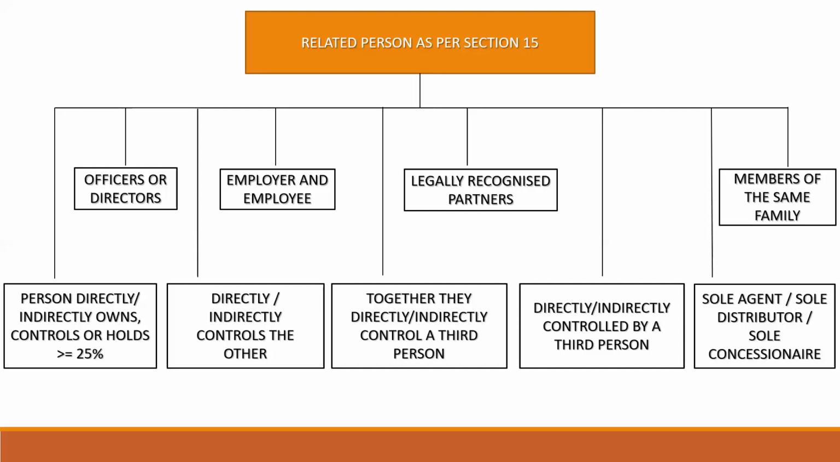The 8th one is they are members of the same family. Members of the same family will also fall under the category of related persons. Last but not the least is the sole agent or the sole distributor or the sole concessionaire, howsoever described, shall be deemed to be related persons.